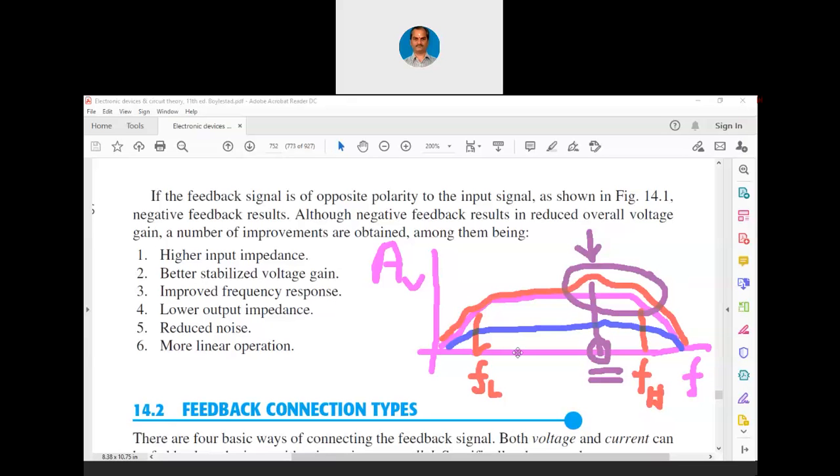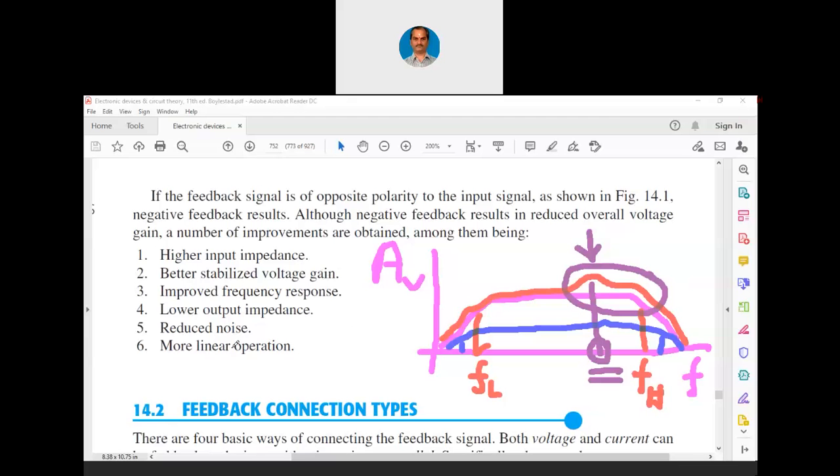That means now we will have these 3 dB cutoff points marked somewhere here. When you have the 3 dB cutoff point marked somewhere here, you can see that there is an increase in bandwidth. That is improved frequency response. Regarding lower output impedance, I have already told that later on we will have derivations for the same.